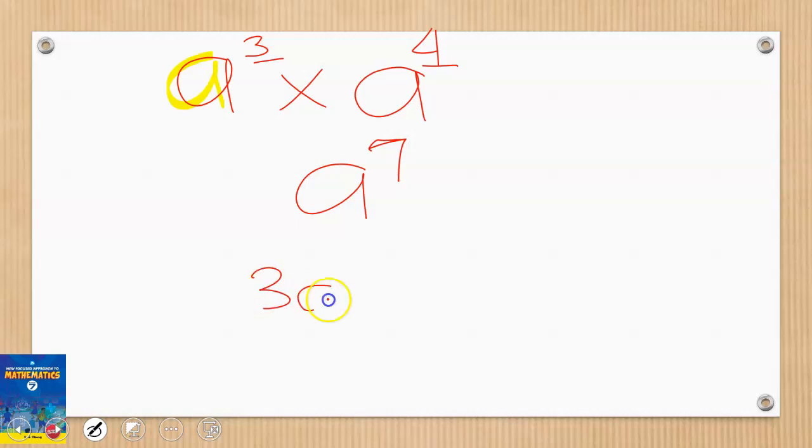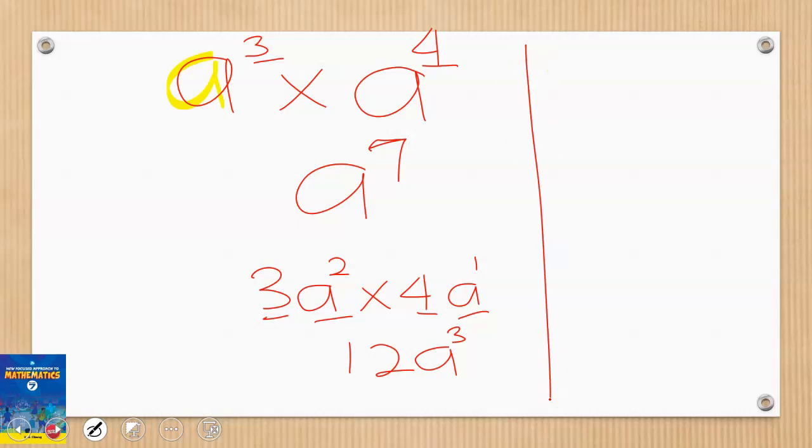If I attach a number to this, let's say 3a squared times maybe 4 times a. Again, here I'll multiply the coefficients, so that will give me 12. Then I'll multiply a squared times a. The power here is 1, so I'm going to get a to the power 3. Beautiful. So these are some of the things you are going to be working with.